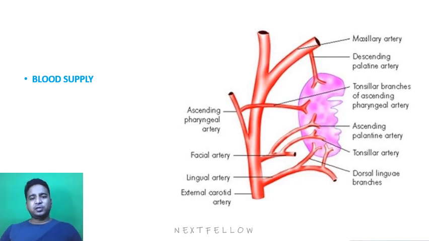What is the blood supply of the tonsil? The main arterial supply of the tonsillar tissue is the facial artery, and it gives branches, the first branch being the ascending palatine and the other one the tonsillar artery. Both the tonsillar artery and ascending palatine artery are branches of the facial artery, which is a branch of the external carotid artery. In the diagram you can see this bigger one is the external carotid artery, and from this the facial artery is the main supply.